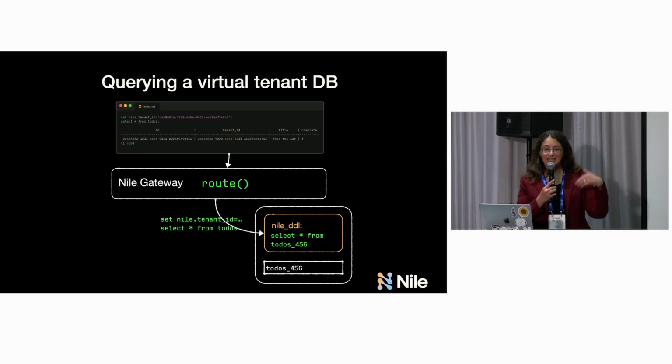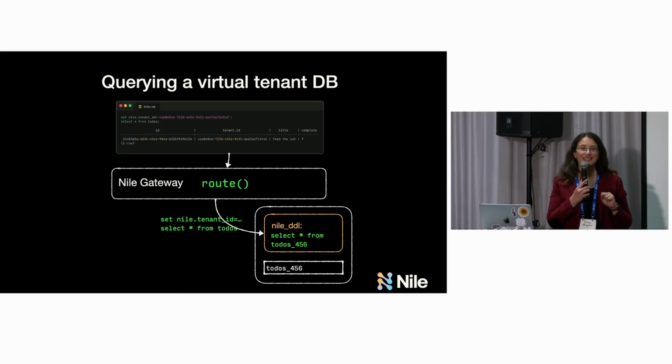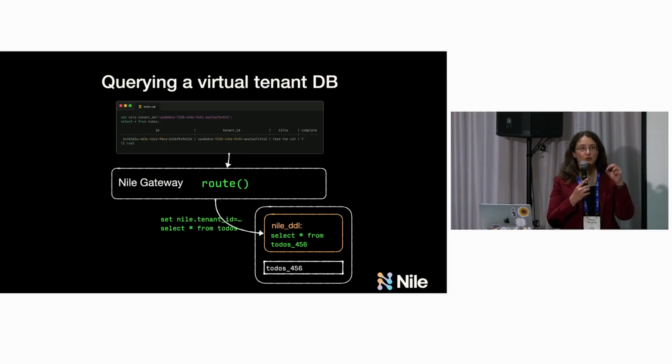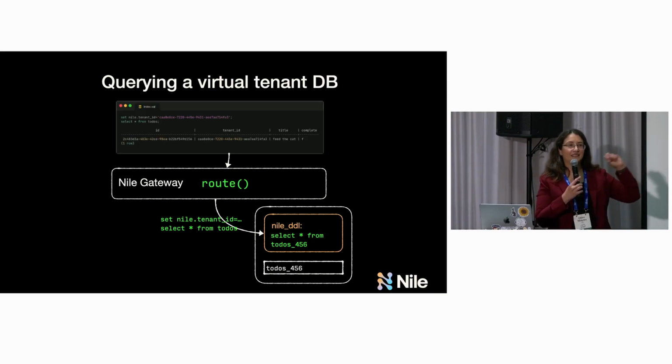So again, our gateway intercepts that. Now it knows exactly what tenant you want to talk to, routes it to the database that actually contains this tenant, and then our extension intercepts it. An extension that is called Nile DDL, even though this today is completely misnamed. It says, okay, this is the tenant. It says select star from todo, but I know which partition this tenant is in.